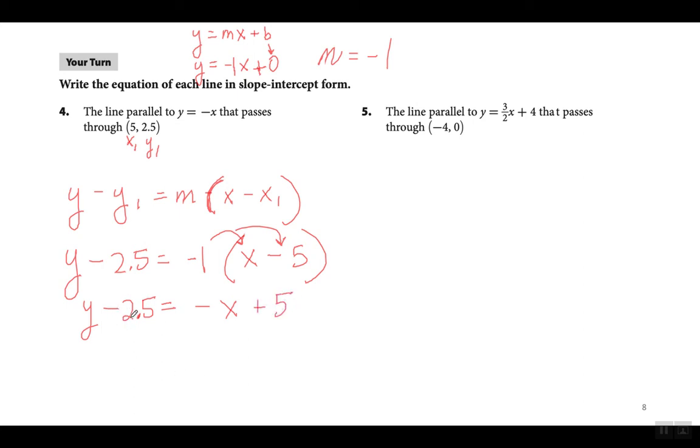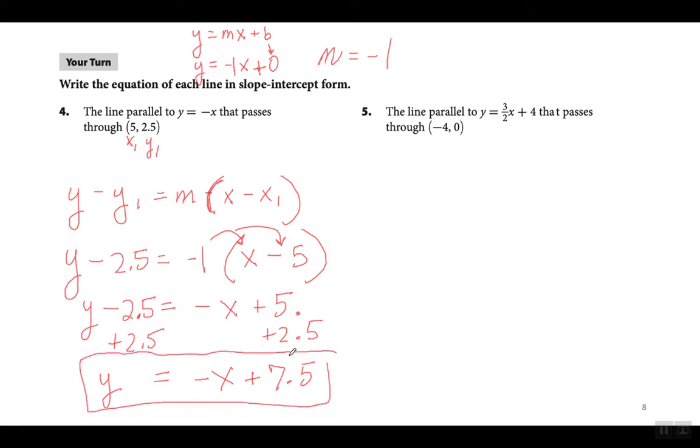Okay, now I got to move the minus 2.5 to the right by adding 2.5 to both sides. Remember, when you're adding with decimals, you got to line up the decimals. There's an invisible decimal point right there. Alright, so y equals negative x plus 7.5. That's the equation in slope-intercept form. Okay, my slope is negative 1 and my y-intercept is 7.5.